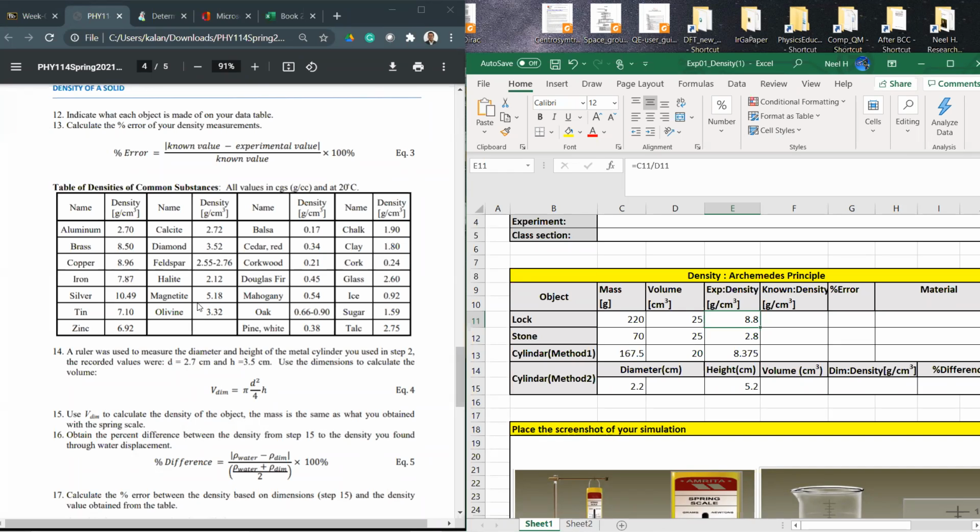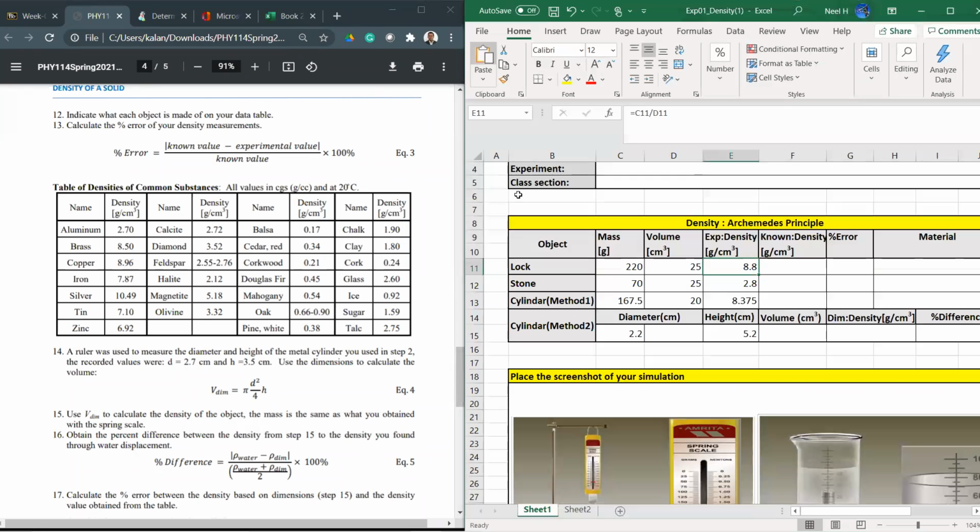So for the lock, it could probably be something like copper, the 8.96. Yeah, that's the closest. And then usually, if you do a chemistry or physics class, with these kinds of items, we can take a look at other information.